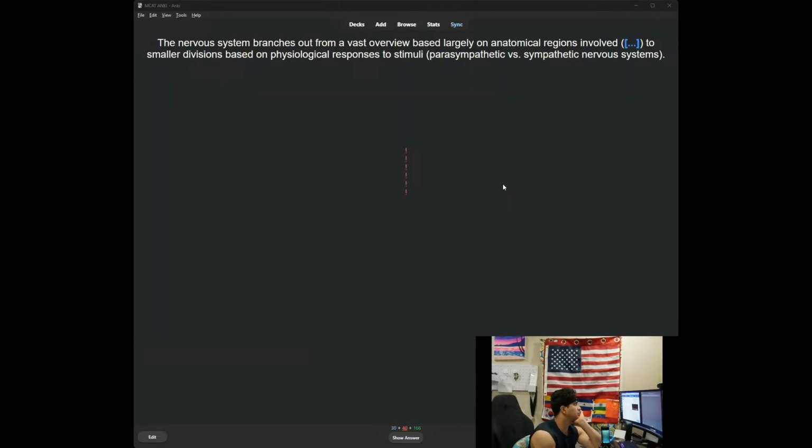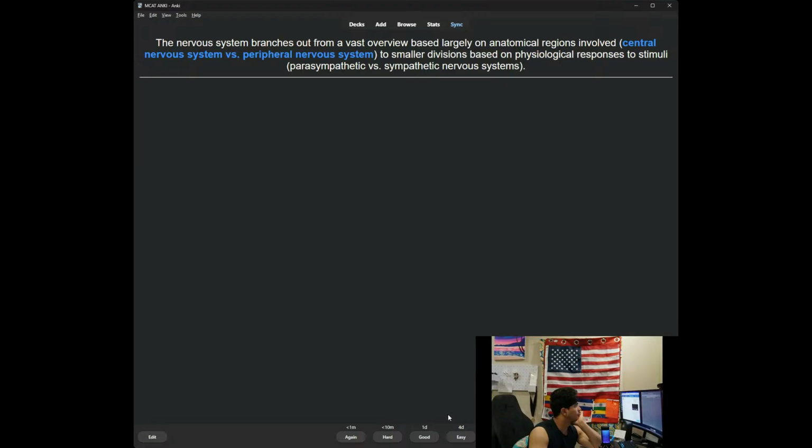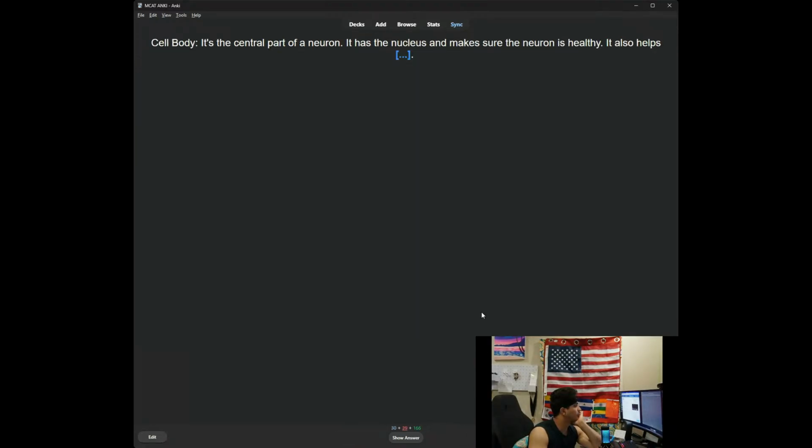Regions, nervous system branches out from a vast CNS and PNS. And no, I'm not saying penis. That probably sounds like it.